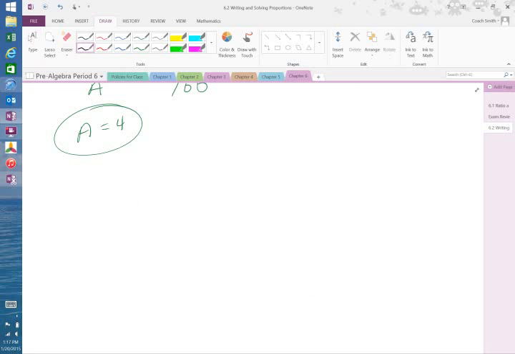The other way to solve these proportions is this way. And this is one of the required ways to do it, so please write it down, because you go, well, it's easier just to do it the other way. Well, yeah, it is, but sometimes life is not easy. You got to do it the hard way.